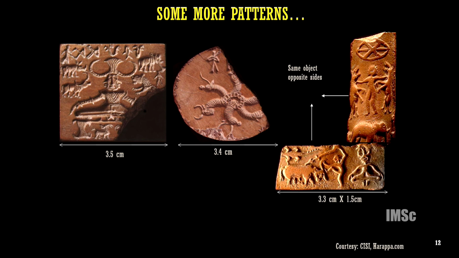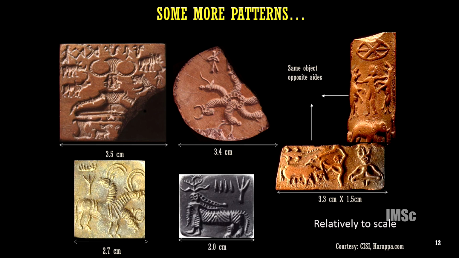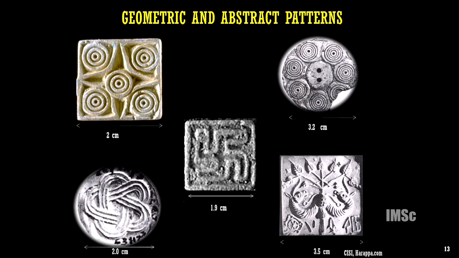This is an Indus sign and an elephant below. So this is an example of a multi-headed animal, and you can see a script sign here. This is again a composite of a human and an animal, and the two script signs can be seen over here. Now these are some of the examples of geometric and abstract patterns.